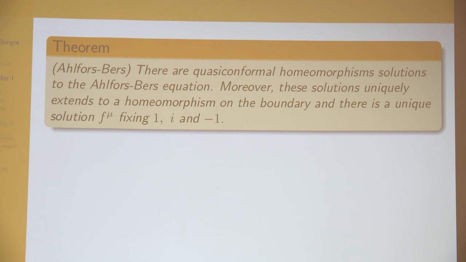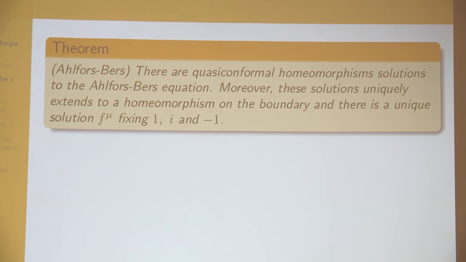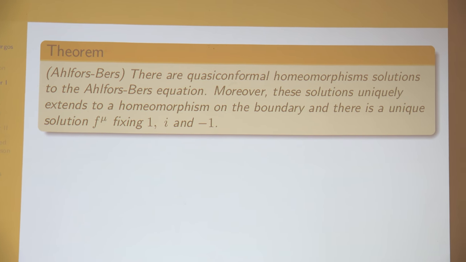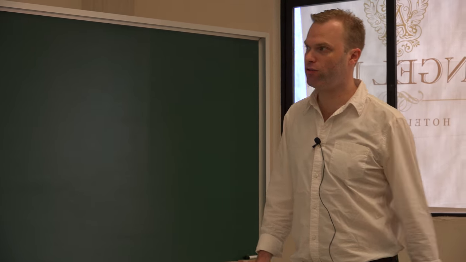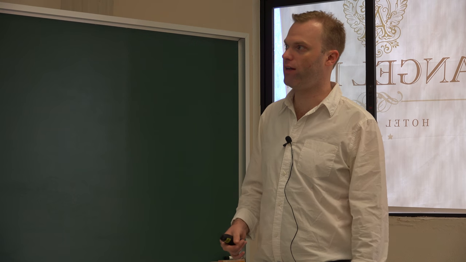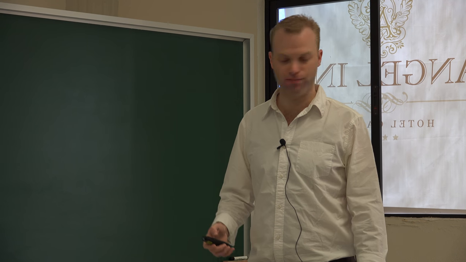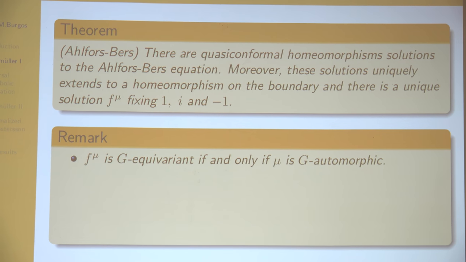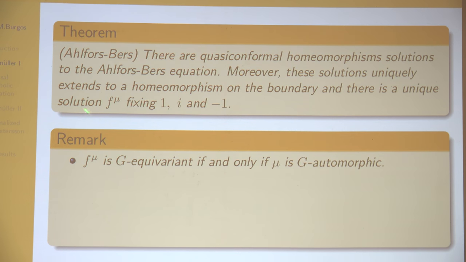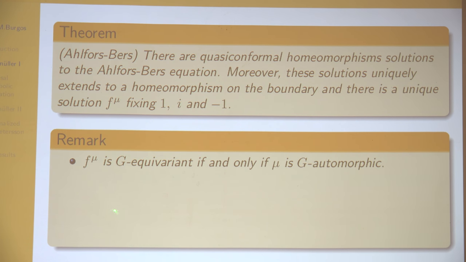And moreover, these solutions uniquely extend to a homeomorphism on the boundary of the disk. And there is a unique solution fixing three arbitrary points. We completely arbitrarily fix 1, i, and minus 1. We will call a solution like that a canonical solution. Remark: if the differential is G automorphic, the solution will be G equivariant.